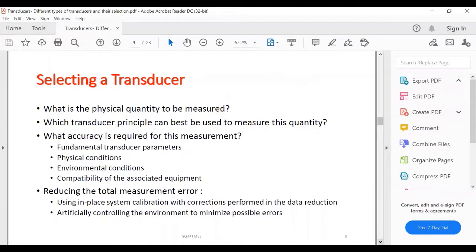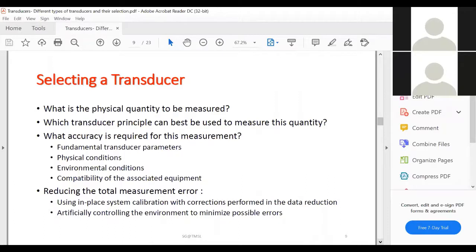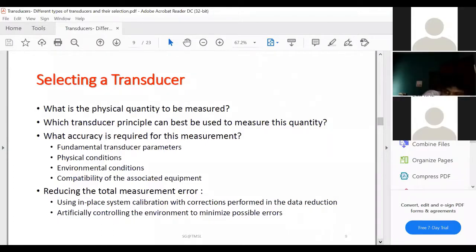Next, there are different criteria to select a transducer, and what are the criteria? The first criterion is: what is the physical quantity that is to be measured? Second is which transducer principle can best be used to measure that particular quantity. You must identify this.